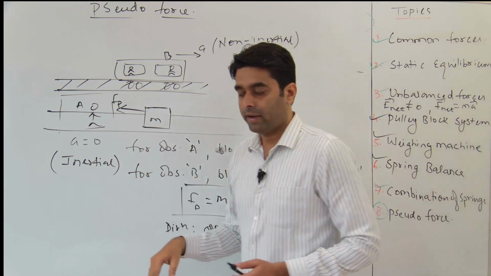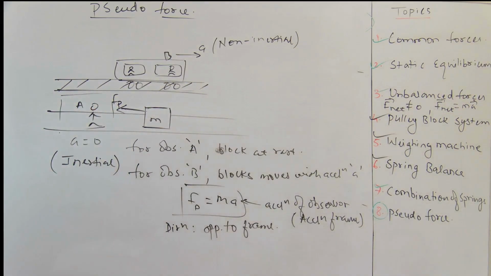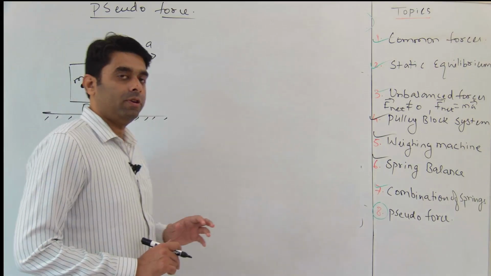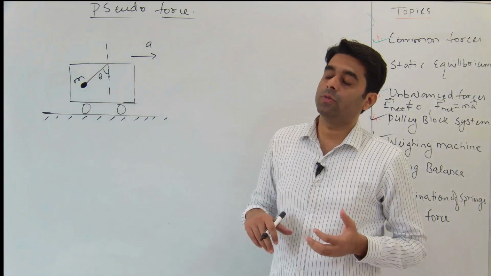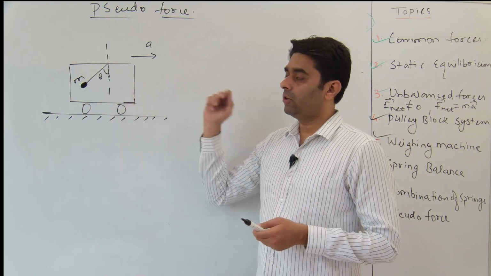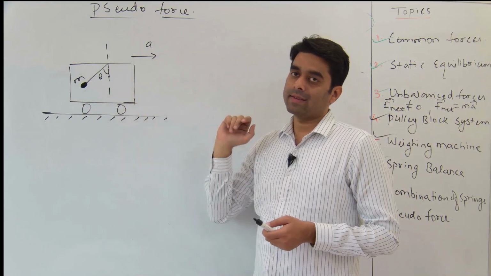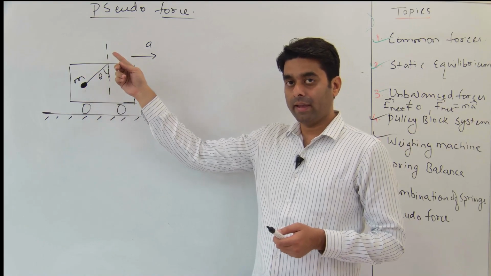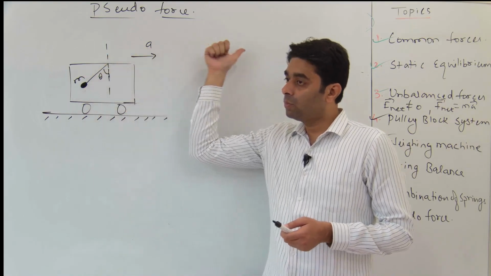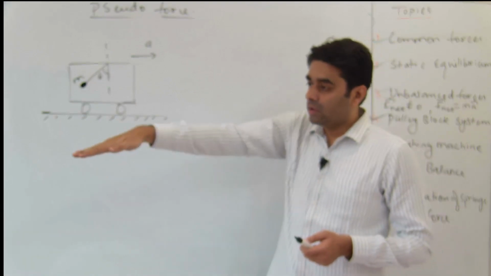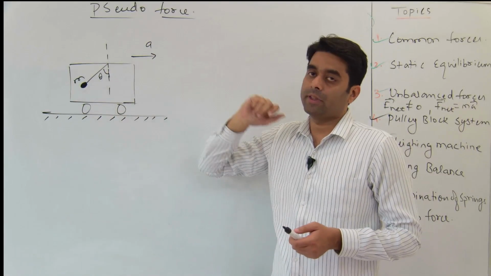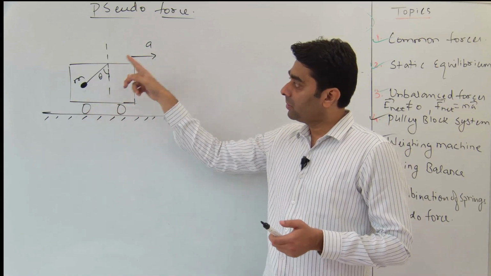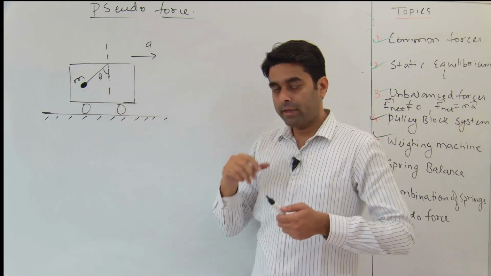Let us take a look at one of the situations. To understand this application of pseudo force, let's consider a trolley which is moving with acceleration A, and in this trolley a bob of mass m is hanging with the help of a string. When it moves ahead with acceleration A, the string makes an angle of theta. Now we want to find the tension and the relation between theta and acceleration. So let us see how to deal with it.